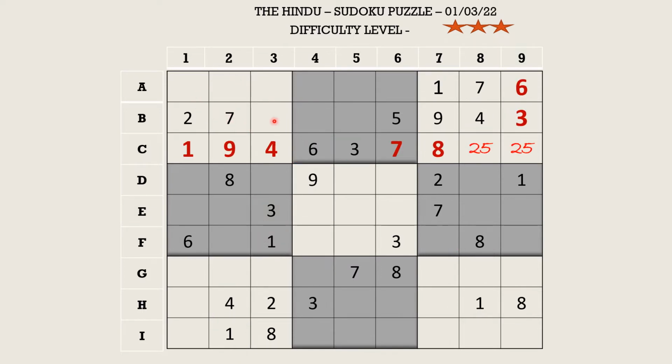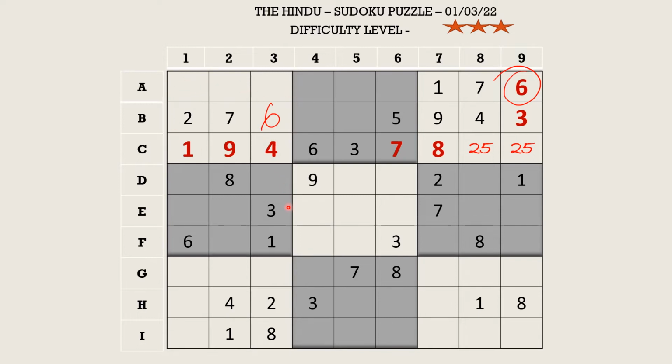Let's try to fill block 1 now. This 6 here in A row blocks these 3 cells. So B3 takes 6. Now the missing numbers in this block are 3, 5 and 8.